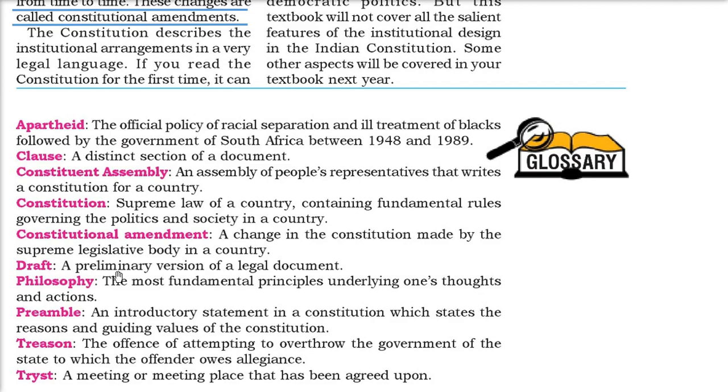Then the draft. What is a draft? This is a preliminary version of a legal document. Then philosophy, the most fundamental principles underlying one's thought and actions. Preamble, the introductory statement in a constitution which states the reason and guiding values of the constitution. Treason, deshdroh, the offense of attempting to overthrow the government of the state to which the offender owes allegiance. Tryst, a meeting or meeting place that has been agreed upon.